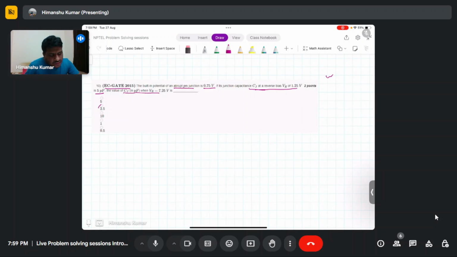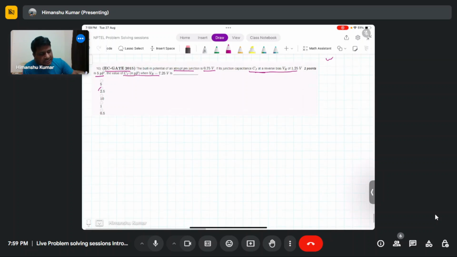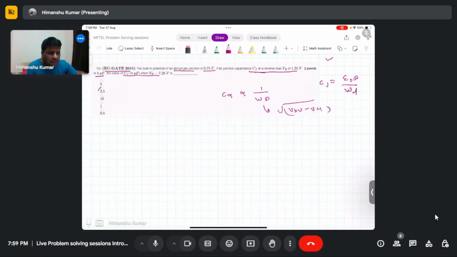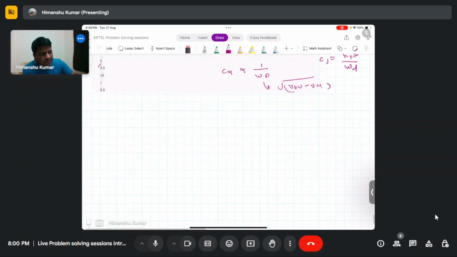So as you can see, Cj is inversely proportional to the depletion width. The depletion capacitance you can write as epsilon naught A by D, taking the depletion region as a parallel plate capacitor kind of scenario, and this WD is directly proportional to the square root of VBI minus V applied. Since it's given that V applied is reverse bias, we take V applied as negative. The mistake I made at my time, in exam pressure, was that I took it as directly proportional.